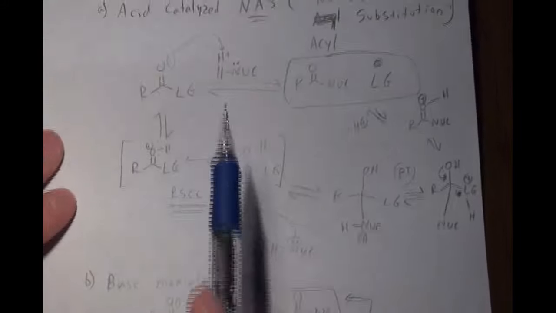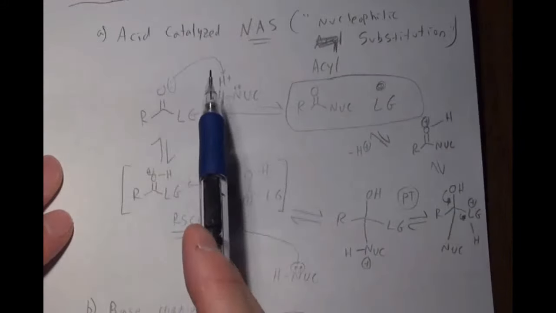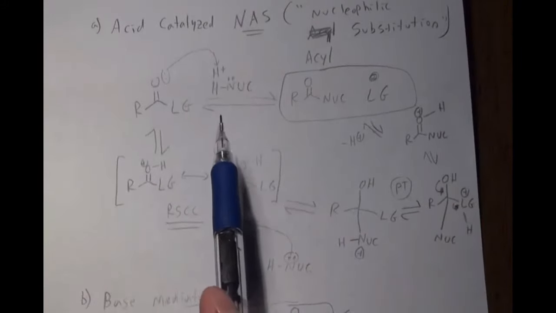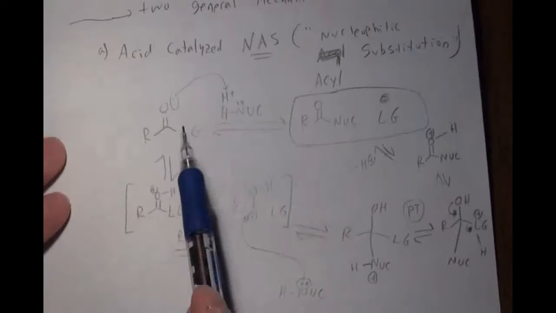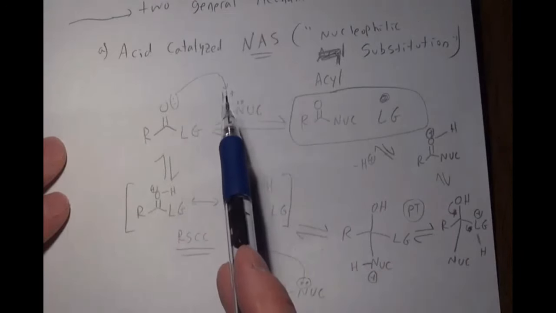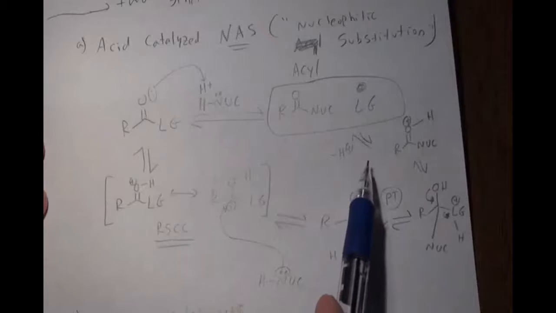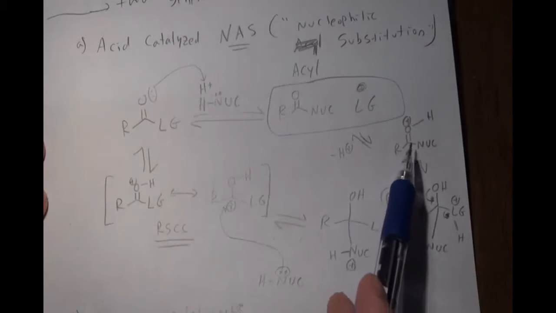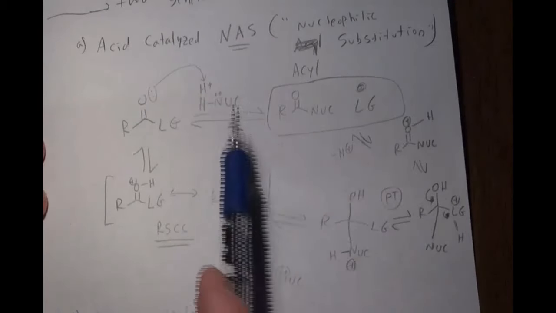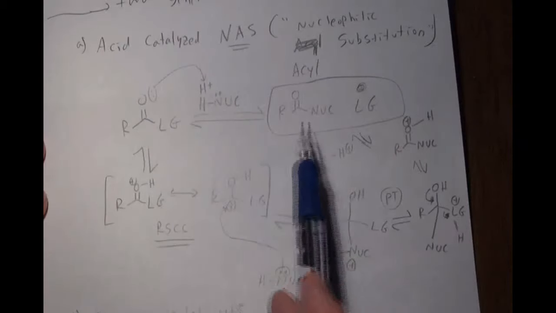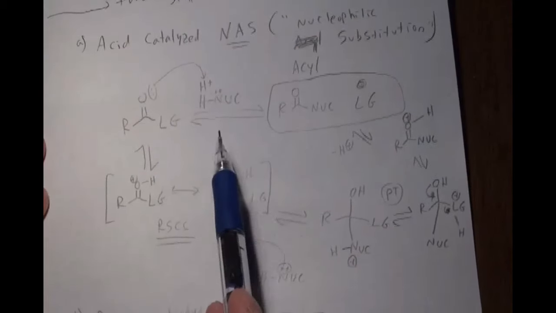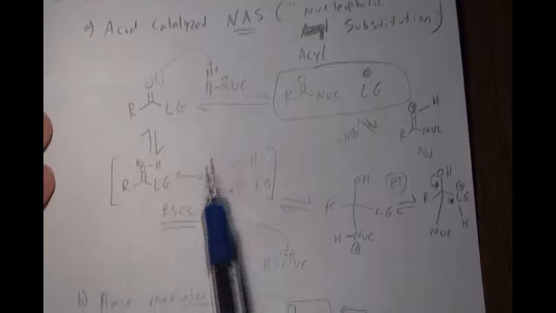Why is the top one called acid catalyzed? What's catalytic here in terms of acid? Well, we're grabbing a proton initially, we're losing a proton at the very end. At the very end, we have an extra proton, we lose it. That's why it's called acid catalyzed NAS. It's catalytic, right? Catalytic and dependent on acid.